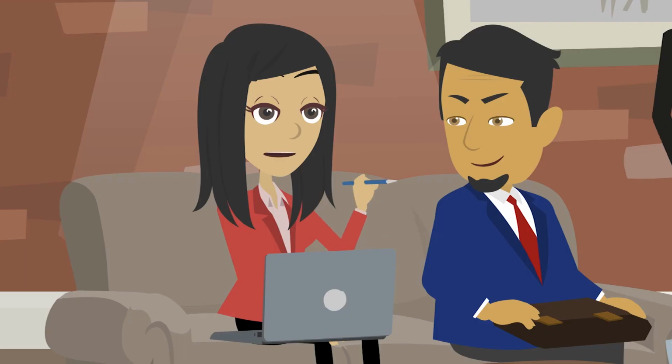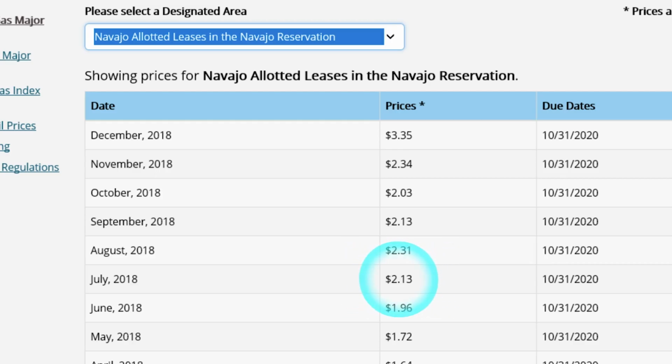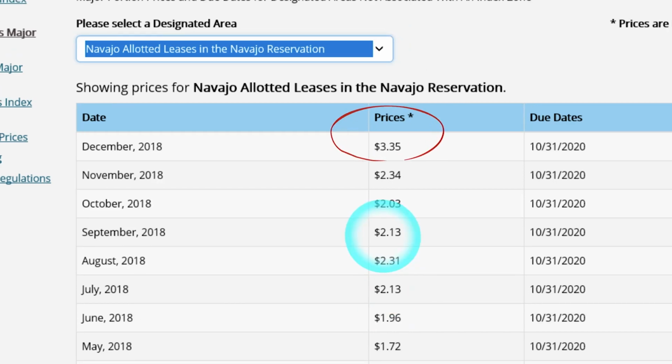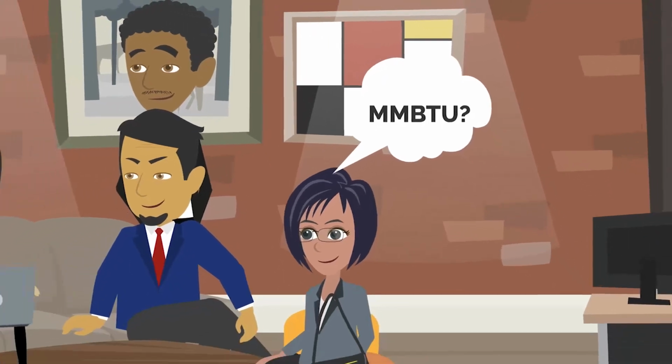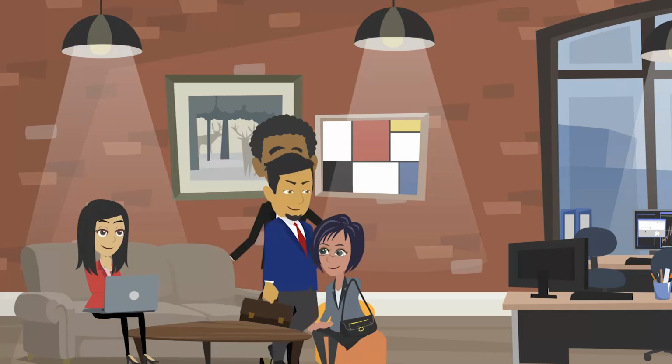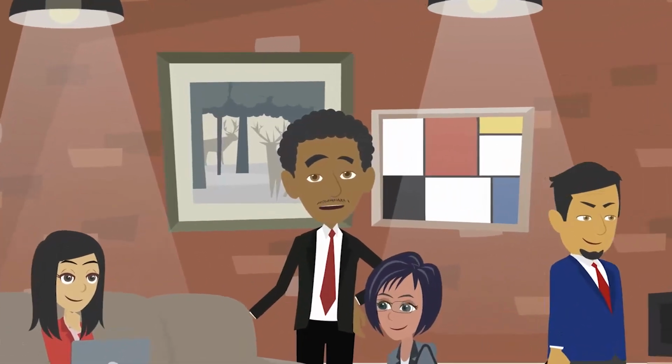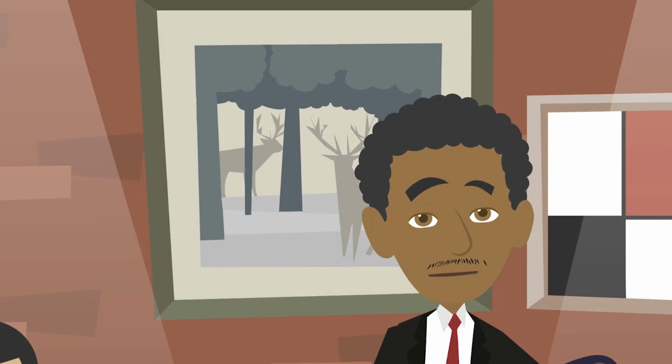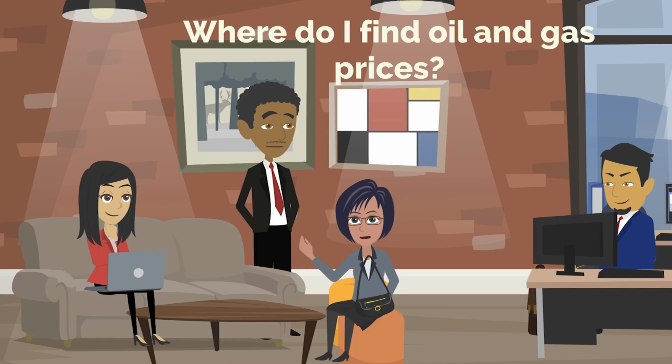Gas produced in New Mexico was $2.13 per MMBTU in July 2018, but in December 2018 it was $3.35 per MMBTU. An MMBTU is a standard unit of gas measurement used to buy and sell gas in the marketplace. Therefore, even if well production remains the same over the years, royalties may go up or down as market prices increase and decrease.